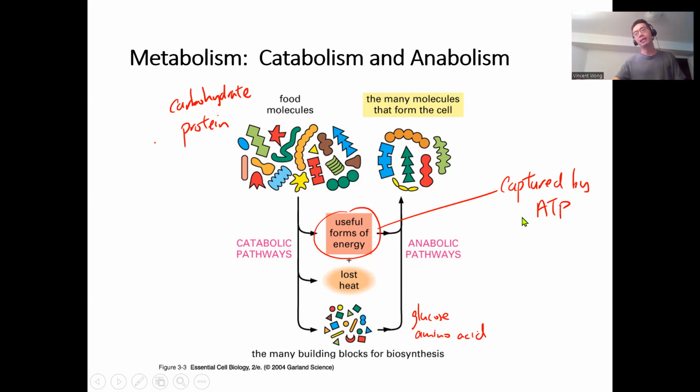In other words, this is the most important line, right? The energy released from catabolism drives the anabolic reactions. Okay, without the catabolic reaction, we won't be able to build anything. Catabolic reaction provides energy as well as raw material that are necessary for the anabolic pathway. Is that okay?